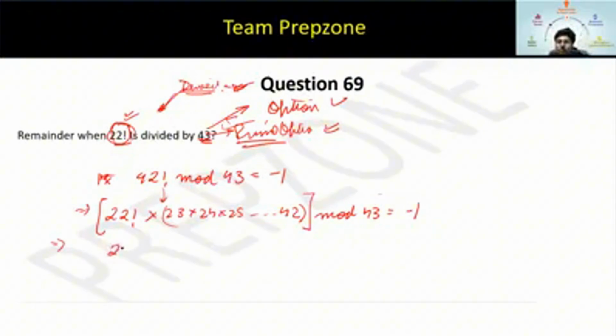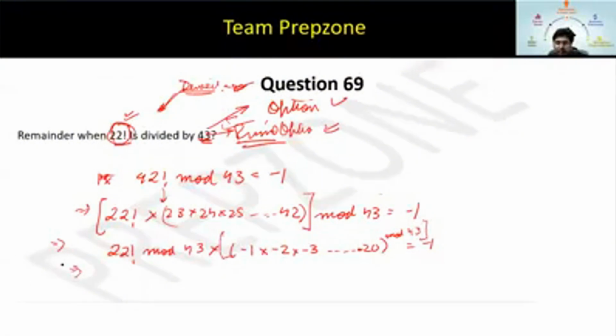Okay. So this is 22 factorial mod 43, into 42 mod 43, which will be -1, then 41 mod 43 will be -2, -3, till 23 mod 43, which is -20. Equal to -1 mod 43, right? I can safely say this.